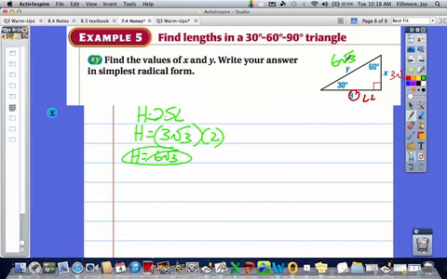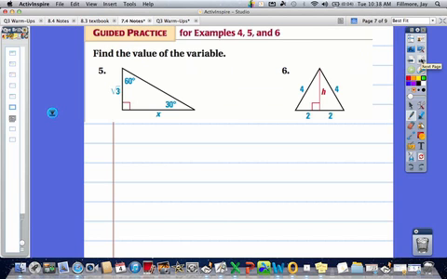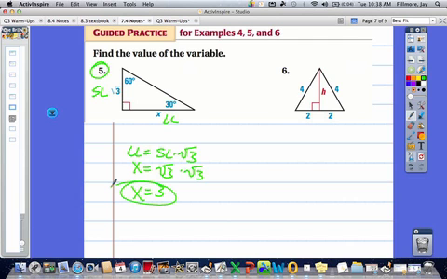Let's do one other example before we finish this video. So we'll do number 5, find the value of the variable. Well, we know the short leg, we want to find the long leg. We know that the long leg is the short leg times the square root of 3. So x equals root 3 here times root 3. And root 3 times itself is just whole number 3. So that's what x is.